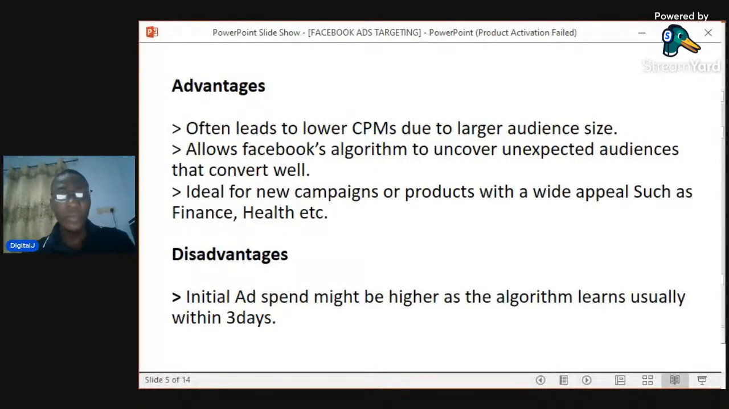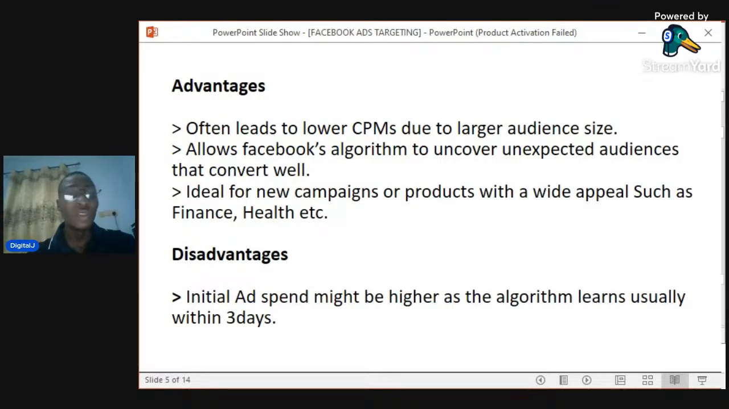Now, another advantage is that broad targeting allows Facebook to uncover unexpected audiences that convert well. Understand? So, like I said, it allows Facebook to uncover unexpected audiences that convert well. When you are running ads using broad targeting, you are basically telling Facebook to do the work for you, to find these persons that will be interested in your product and your services.